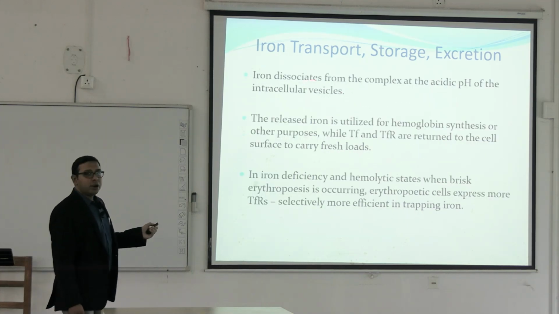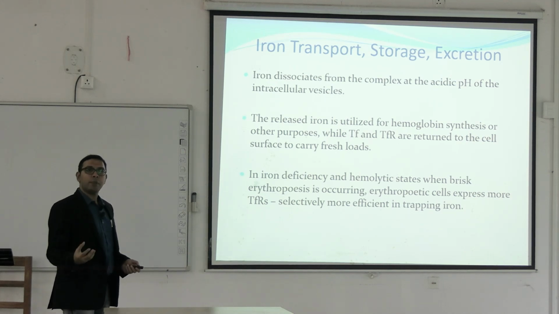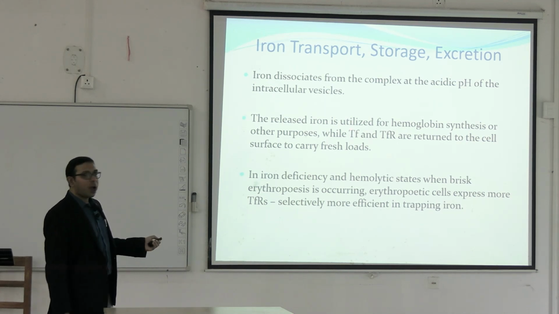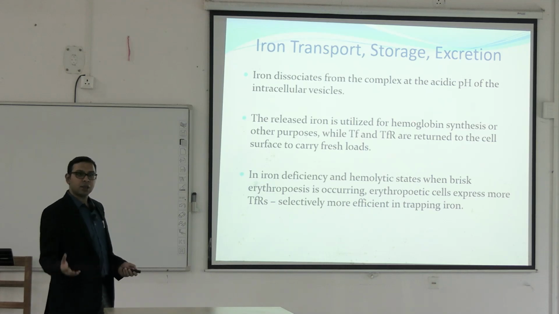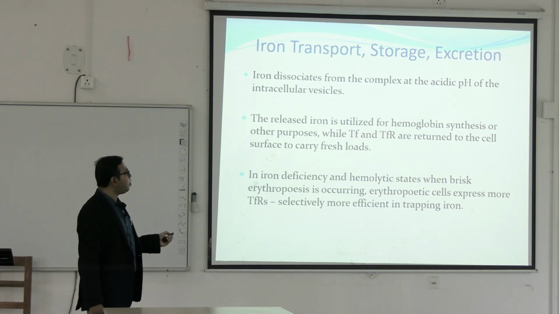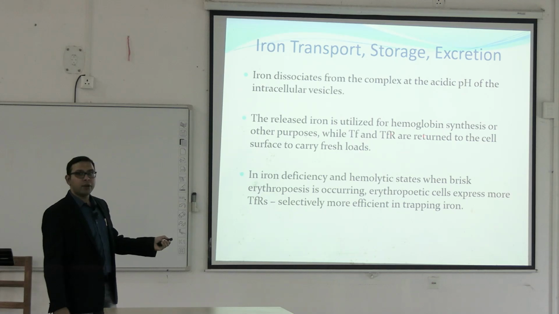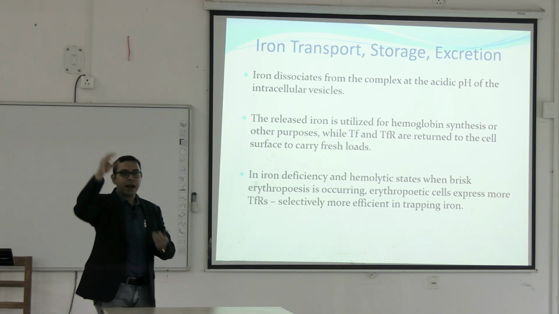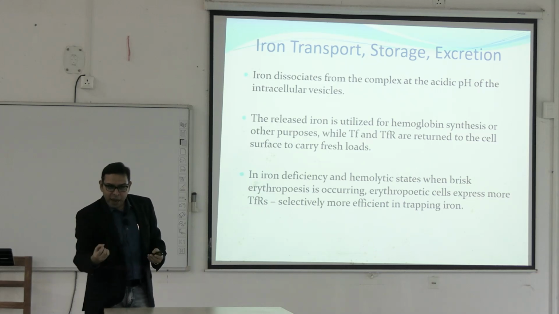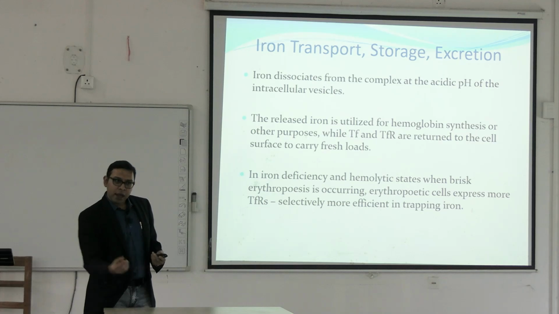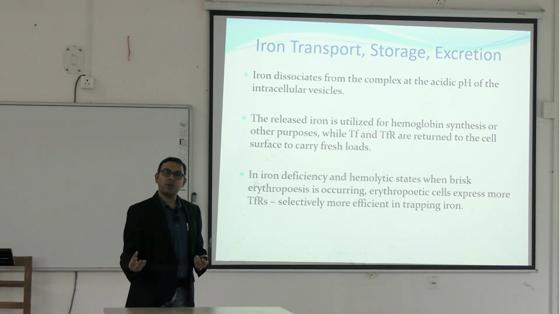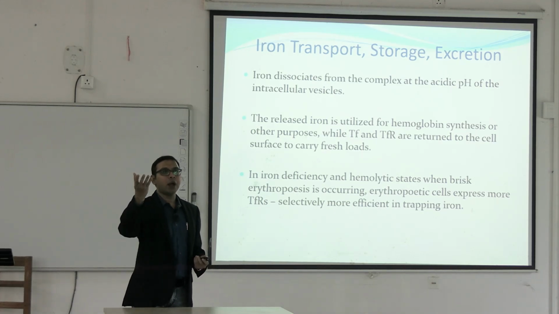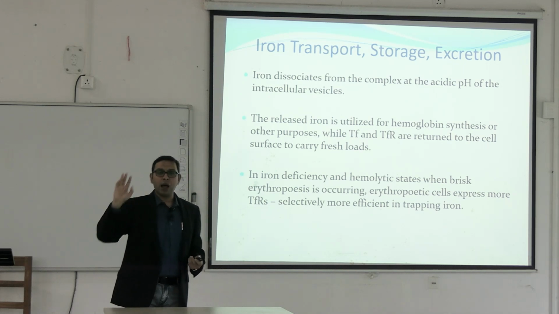Iron dissociates from the complex at the acidic pH of the intracellular vesicles. Within the intracellular vesicles it will be dissociated. The released iron is utilized for hemoglobin synthesis, while transferrin and transferrin receptor are returned to the cell surface to carry fresh load. So ultimately transferrin attaches with the transferrin receptor, it is engulfed, endocytosed, and then within the acidic pH the iron is released, helps in the heme formation, and this transferrin receptor again will be upregulated to the surface for the fresh load of iron.